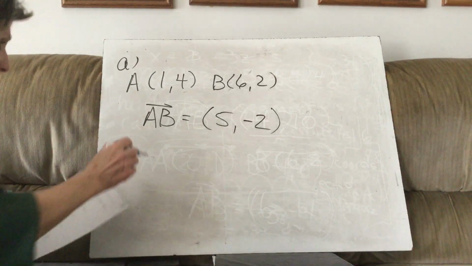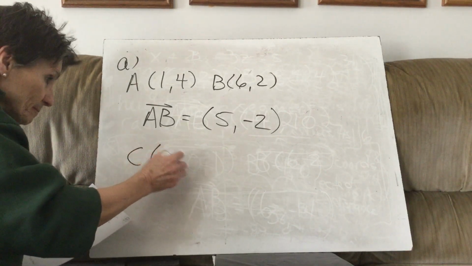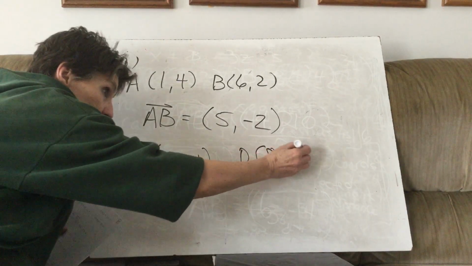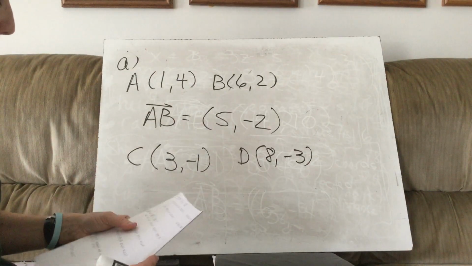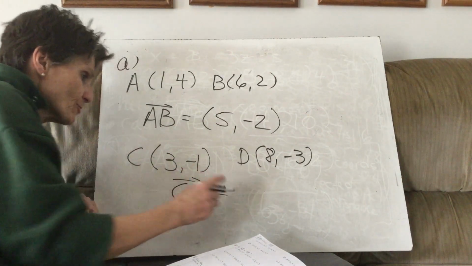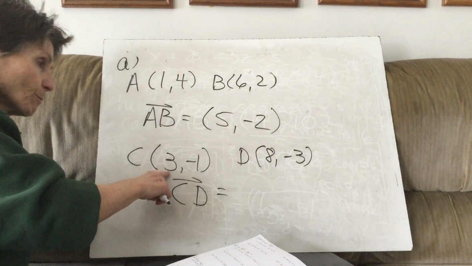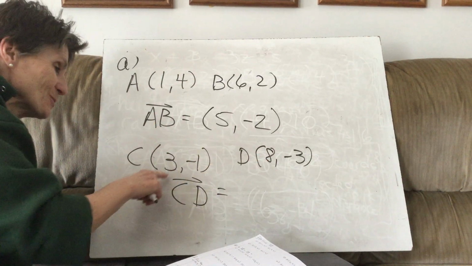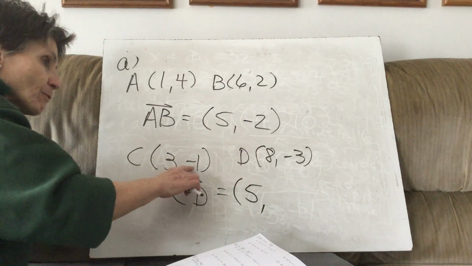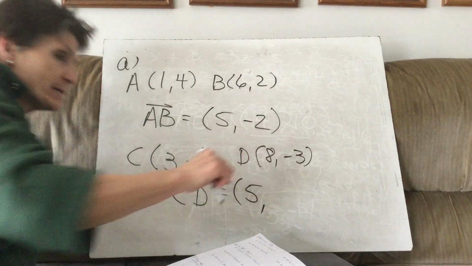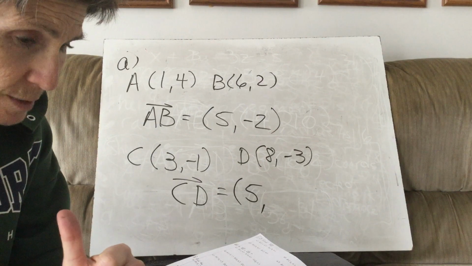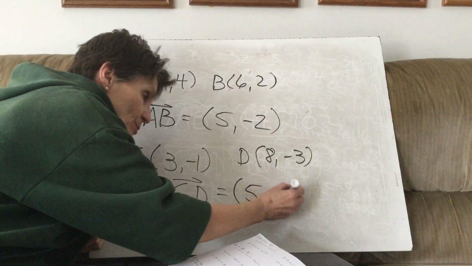Now, in the same problem, you have a C and a D. Now, let's find CD. Do the same thing. The letters are different, the concept's the same. So from 3 to, shoot, from 3 to 8 would be 5. And from -1 to -3. Now, remember, you're going backwards to get from -1 to -3, so that's going to be -2 steps.